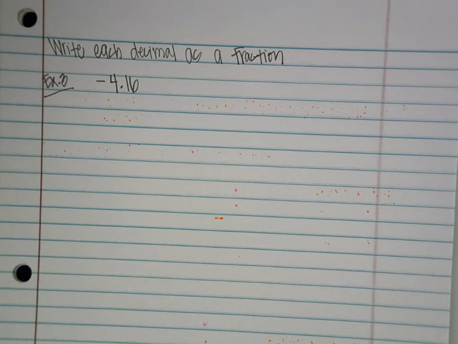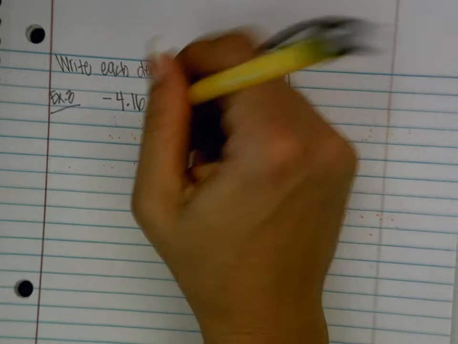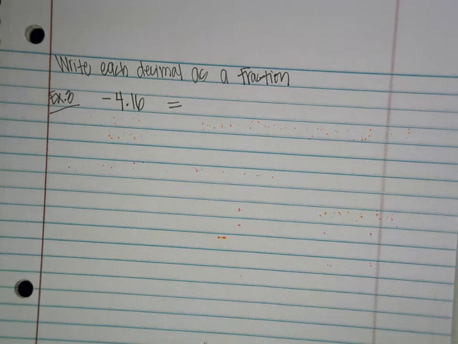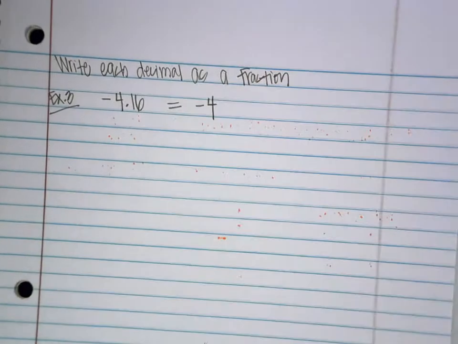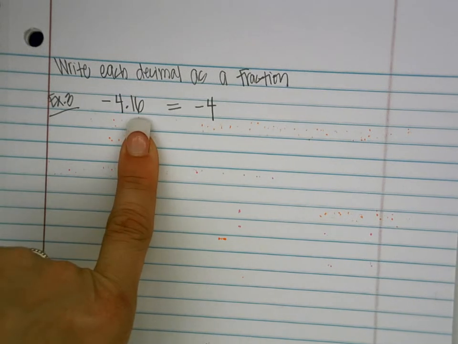I have a decimal, I want to go to fractions. So automatically, what do you know is your whole number? The negative 4. So all I really need to worry about is writing the decimal part as a fraction. So I need to write what's after the decimal as a fraction. How do we do that? Court, do you remember? Anyone remember? How do I start writing this 0.16 as a fraction?